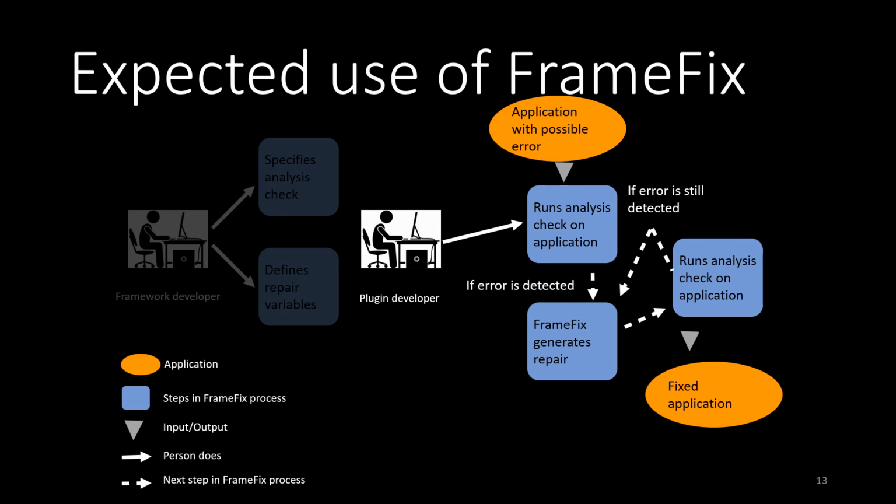The plugin developer would have an application with possible error. They'd then run the analysis check on the application. If FrameFix determines that it contains a problem, then FrameFix will generate possible repairs, and they'll run analysis checks to see if that problem was removed. If the error is still detected, it'll generate more repairs, and if the analysis check passes, then FrameFix will determine that it fixed the application.